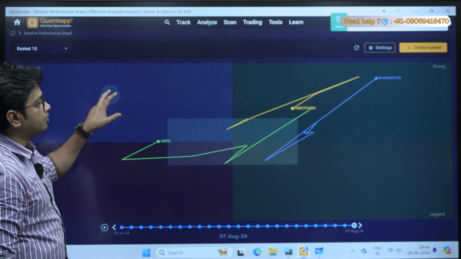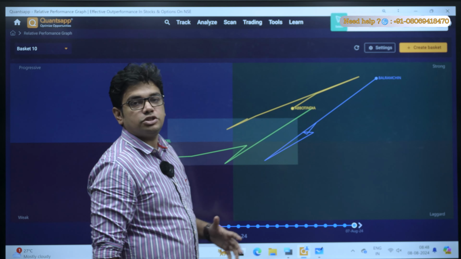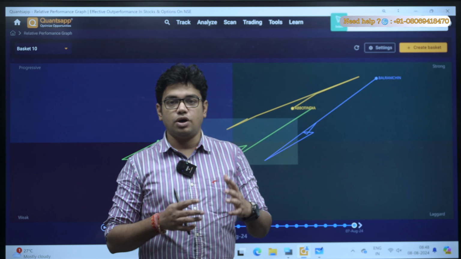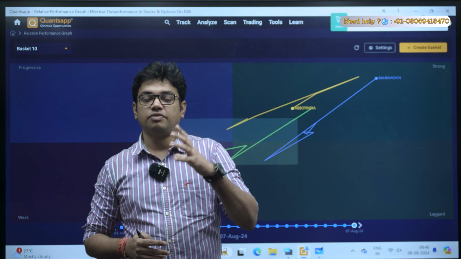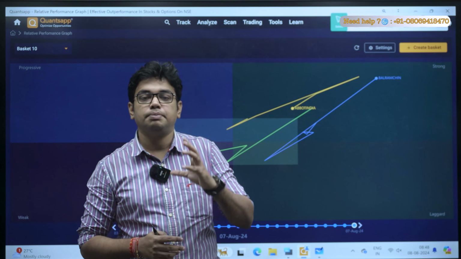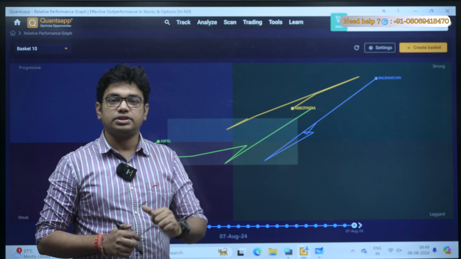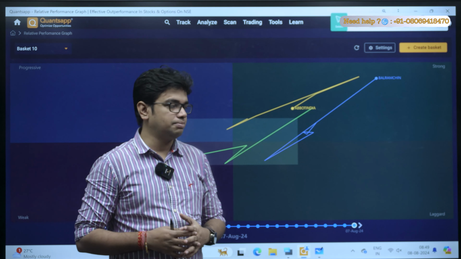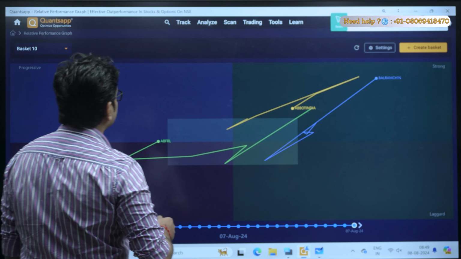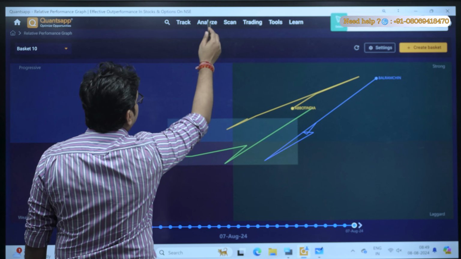Now, I have to select the basket on the basis of sector analysis, because every sector doesn't perform every day. Some sectors perform very well in a particular season, in a particular month. So according to sector, I will take the trade. So how to analyze the sector? That is very simple. So what I'll do, I'll go to analyze.